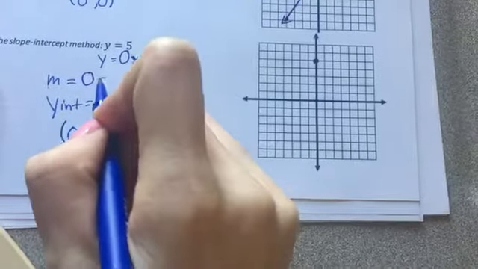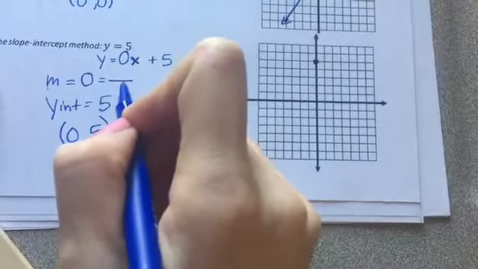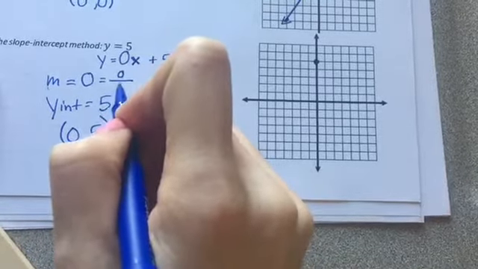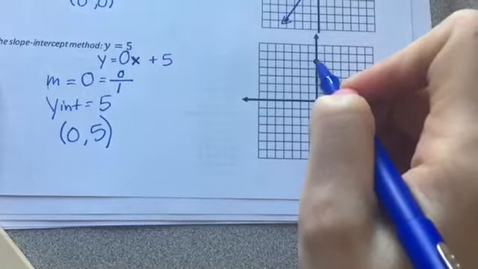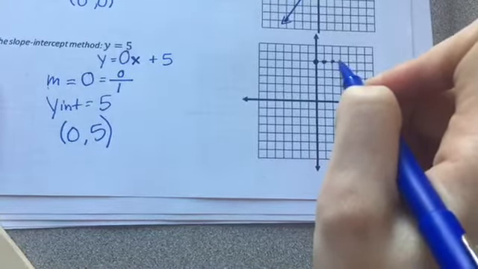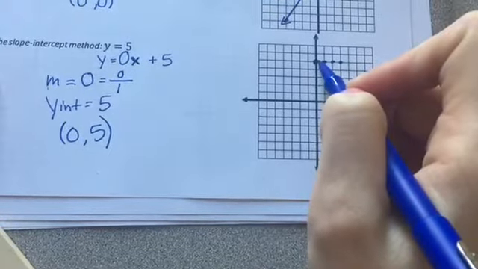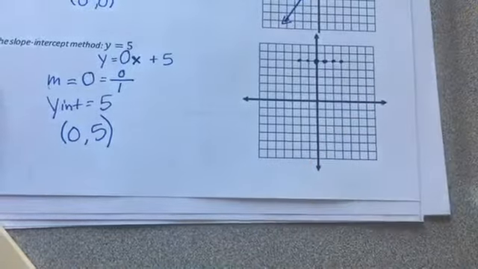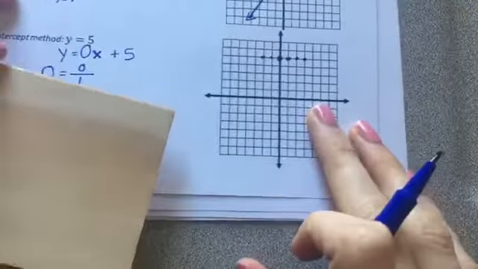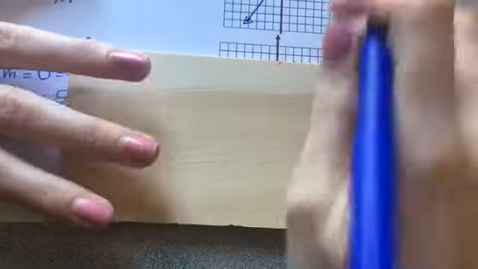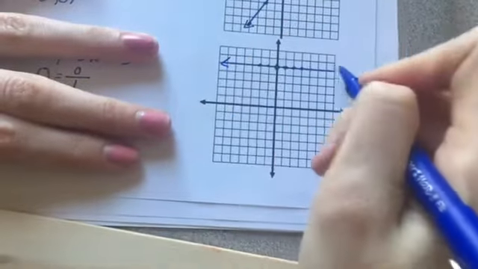Now, if we did want to change this to fraction form, would it be 0/0? No, it would be 0/1, right? So we would say up 0, run 1, up 0, run 1. We could also go in the other direction as well. And we can see that we are forming this horizontal line. And arrows on both ends.